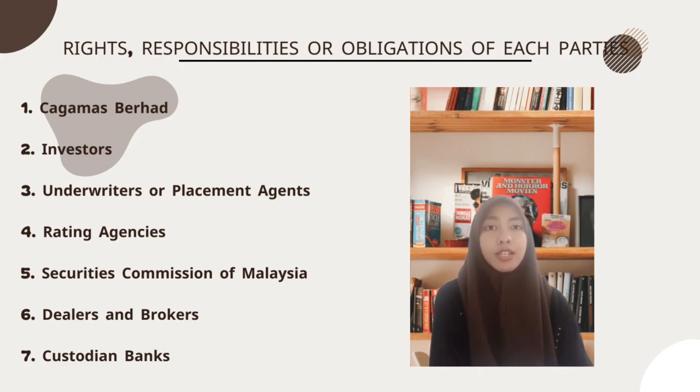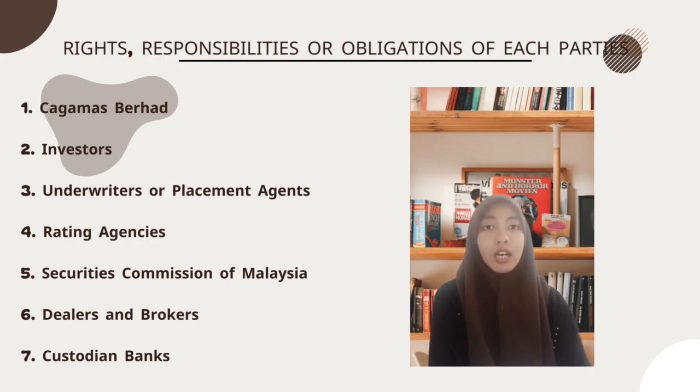Sixth party are dealer and broker. They got responsibility to adhere to the regulation and requirements set by the Securities Commission of Malaysia for trading activities. Obligation to act in the best interest of clients and maintain fair and transparent trading practice, responsibility to provide accurate and timely information regarding the pricing, availability, and trading of Cagamas commercial papers.